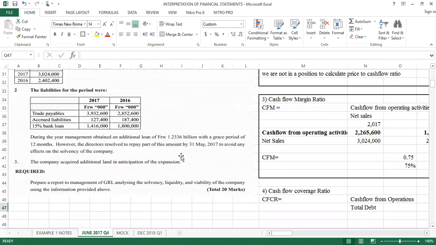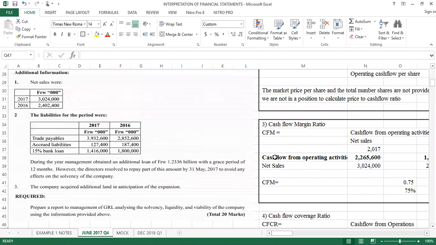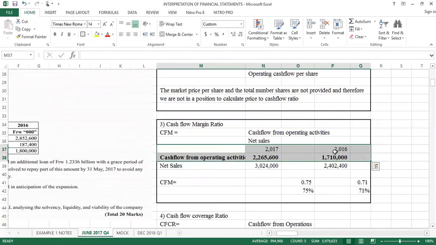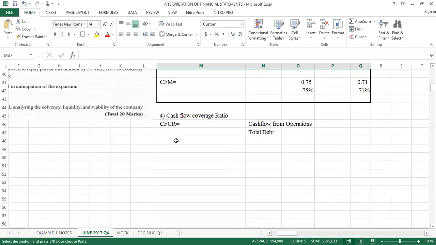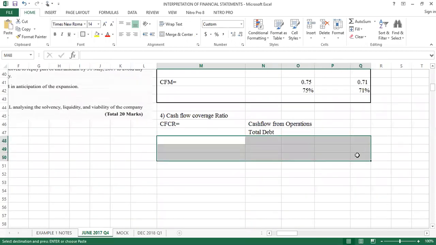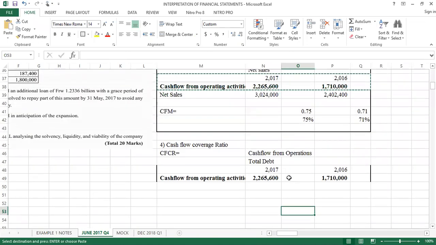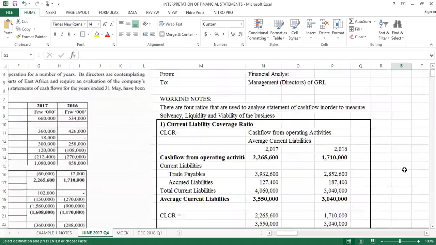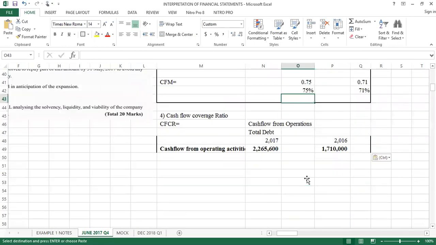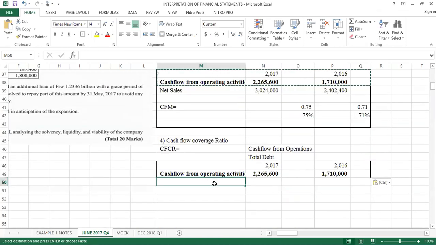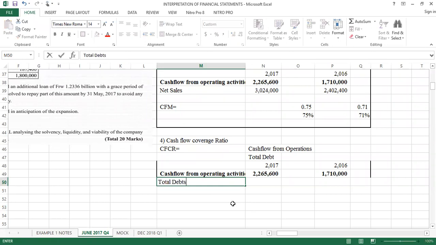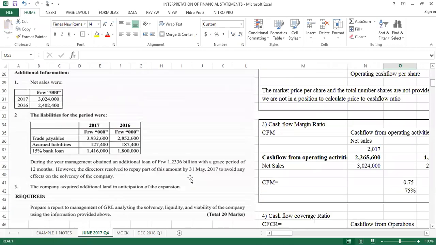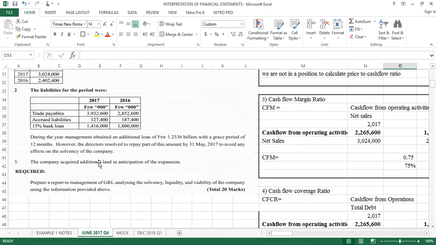So during the year, the management obtained. So, okay, so let me just bring this first. I'll copy that. I'll come and post it there. And then okay, so next I'll look at total what? Total debts. So somebody to help, what are our total debts? So during the year, the management obtained an additional loan.